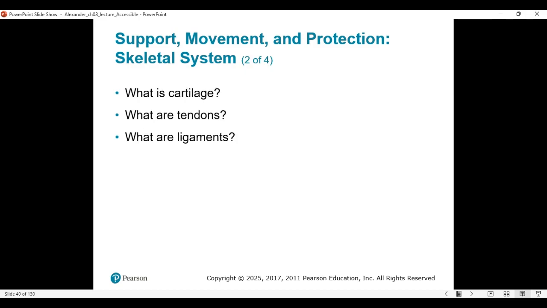So, what is cartilage? Cartilage is a protective covering over the bone ends and joints where they come together, right? Tendons. What is a tendon? It connects what? Muscle to bone. And a ligament will connect bone to bone.